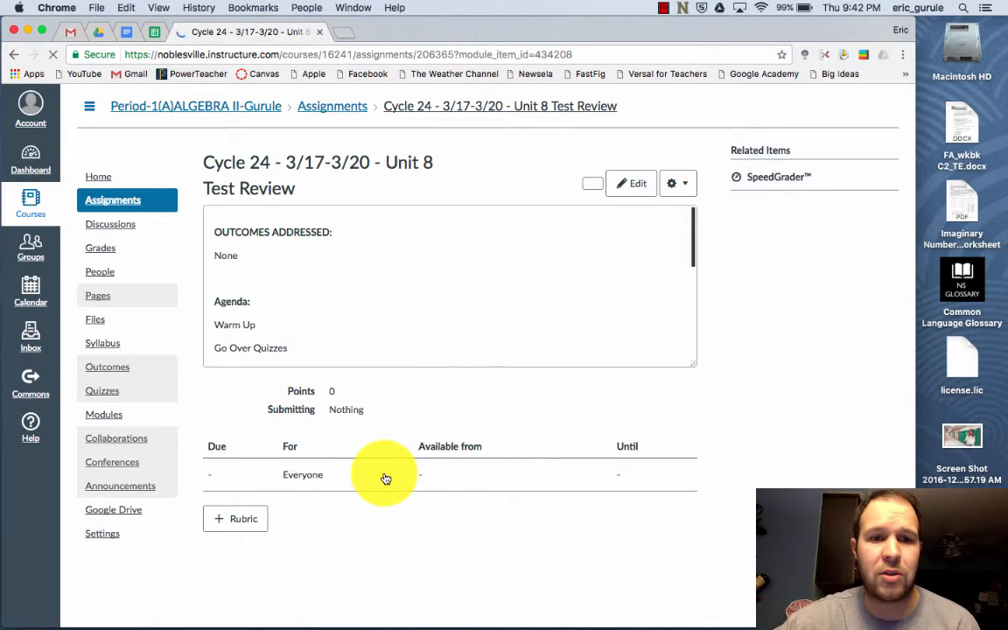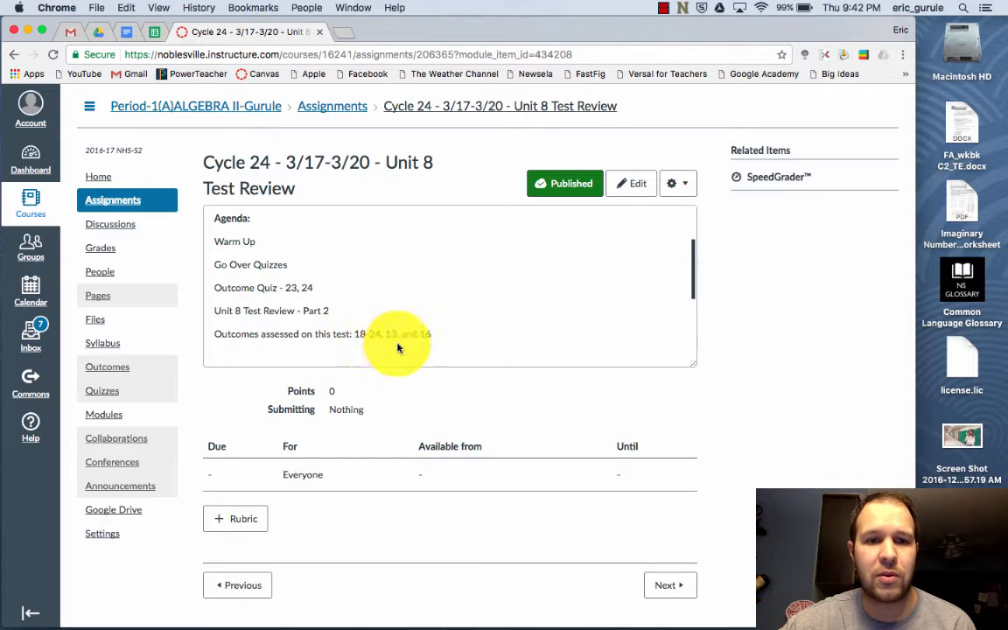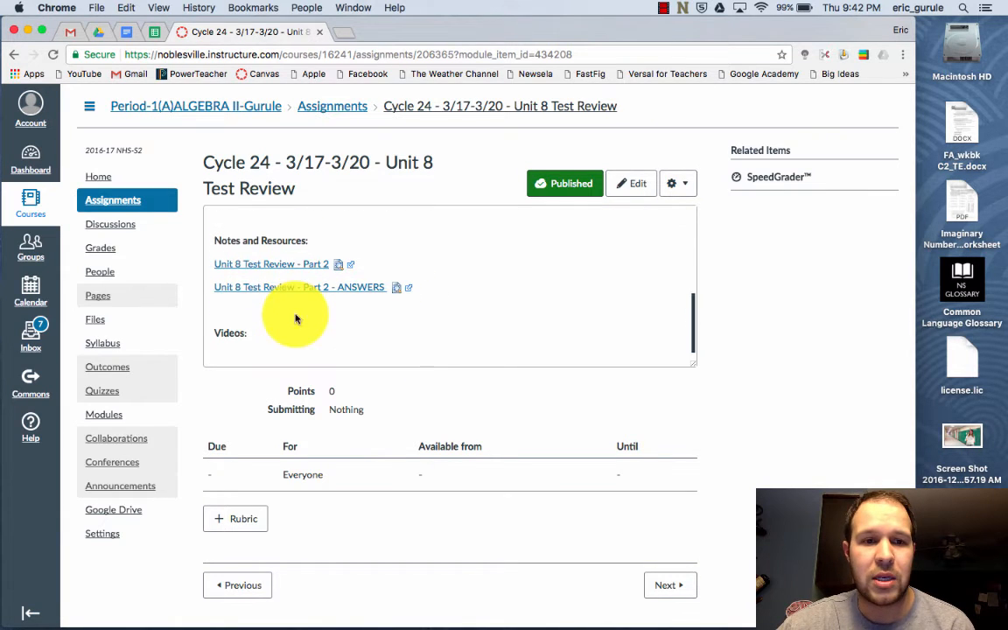A couple of things that you want to be conscious about are some of the outcomes that are on the review. You'll see that there's outcome 18 through 24 as well as outcomes 13 and 16. 13 and 16 were from the previous unit, so you'll want to look at those reviews to cover what those outcomes were about. And then there's obviously Unit 8 review part 2. So you have the unit test review part 2 here as well as the answer keys.